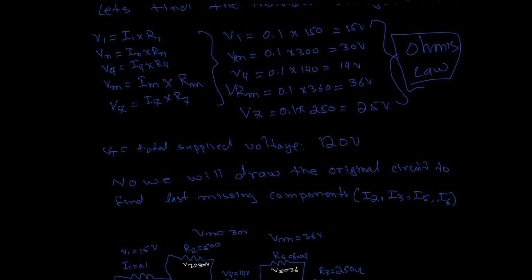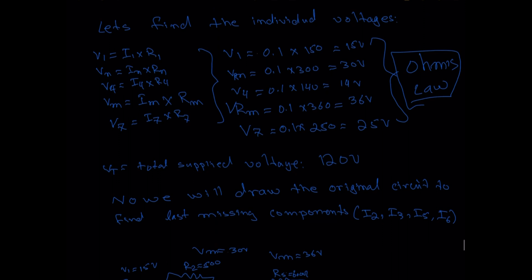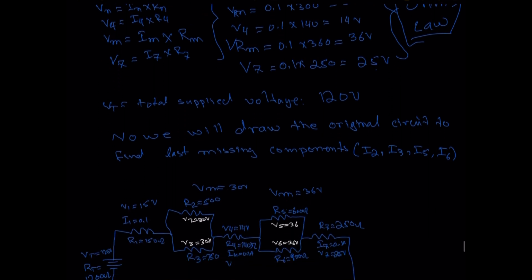Okay, now one thing we have to see. In series circuits, the total voltage should be equal to the individual voltages added together. So 15 plus 30 is 45, 45 plus 14 is 59, 59 plus 36 is 95, 95 plus 25 is 120 volts. So that adds up, which just proves the theory.